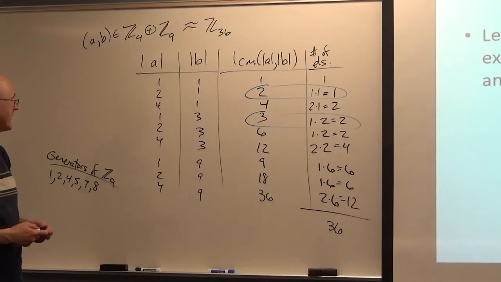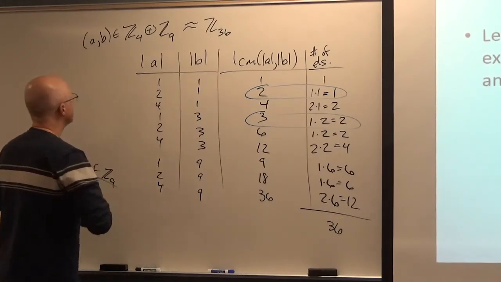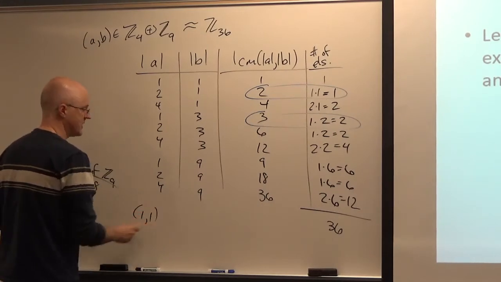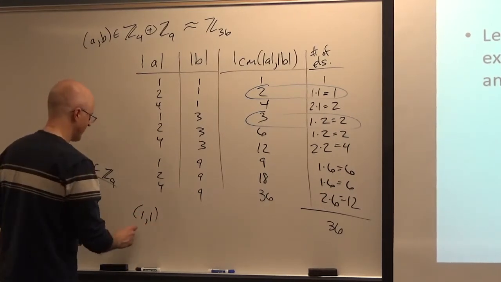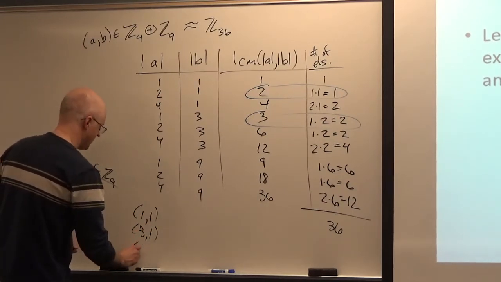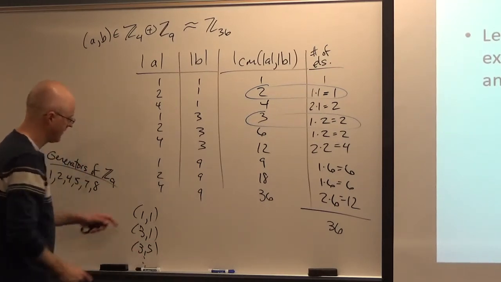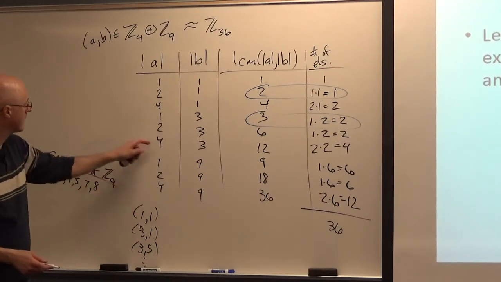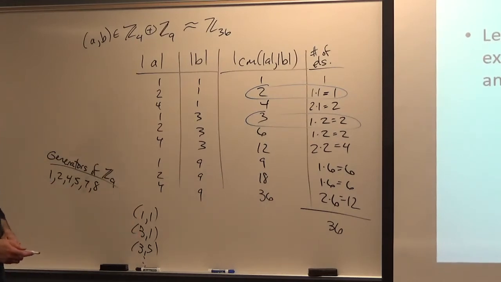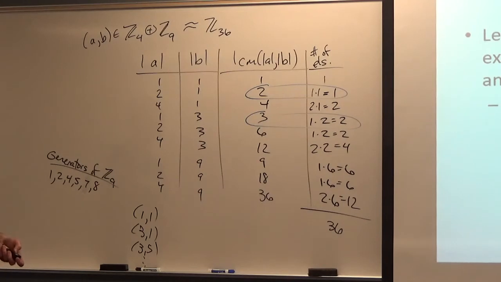What's an example of a generator? Anything where A has order 4 and B has order 9. So for example, (1, 1) is a generator. (3, 1). (3, 5) is another example of a generator, where A has order 4 and B has order 9. Okay? Shouldn't be surprising by this theorem, 4 and 9 are relatively prime.